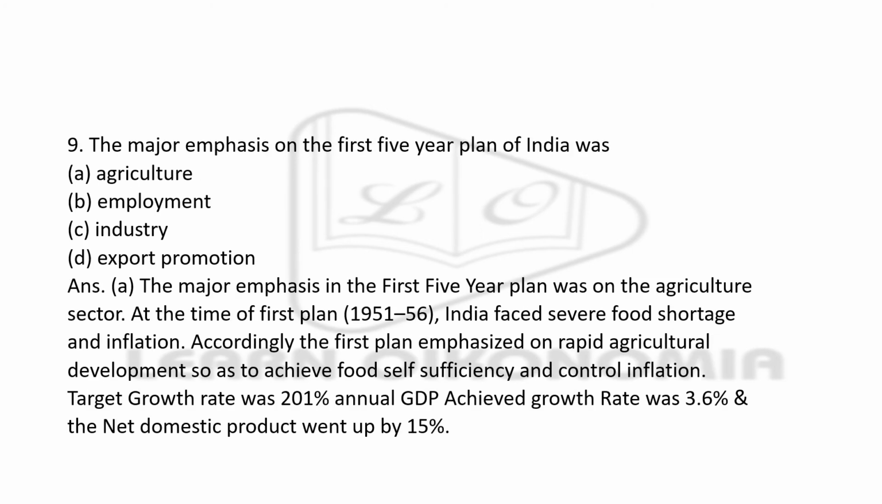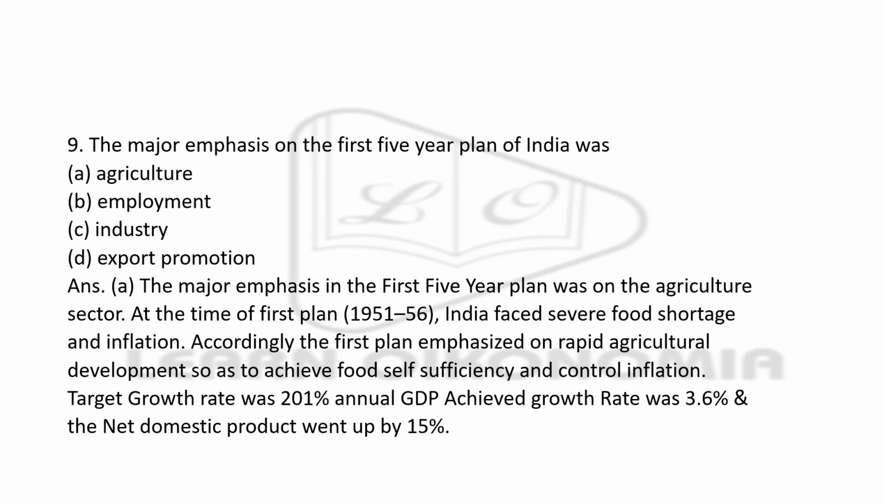So the next question, the major emphasis of the first 5-year plan of India. Definitely we know the right answer. I don't want to go through the options because you know the right answer. The options are agriculture, employment, industry, export promotion. We know that it is the agriculture sector. The first 5-year plan, which started from 51 and lasted till 56, gave importance to the agriculture sector because India was facing a problem of severe food shortage.